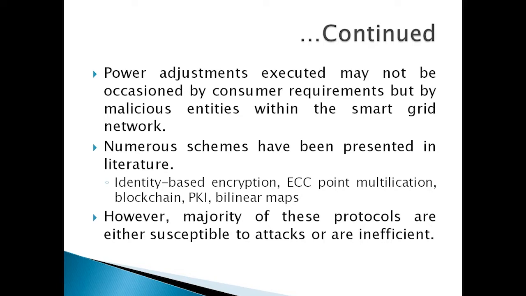With regard to the schemes based on elliptic curve cryptography point multiplication, the problem is that they require high computational overheads, which is not ideal for resource-constrained smart grid elements such as the smart gas meters. The same applies to blockchain, but in addition, blockchain is also known to have issues to do with high storage complexities. The schemes based on public key infrastructure have issues with the certificate storage and also the heavy signaling involved during certificate generation and distribution.